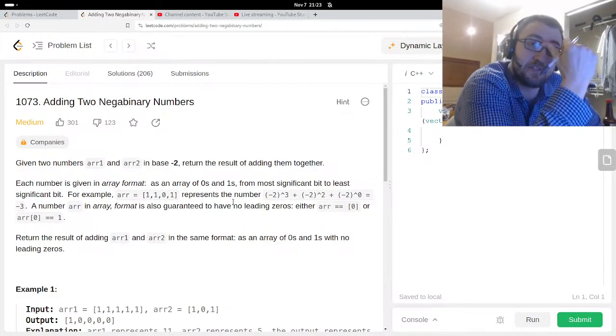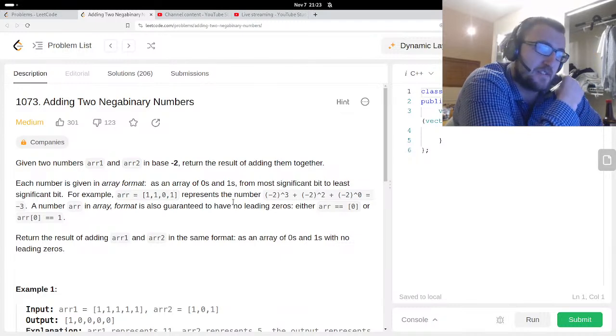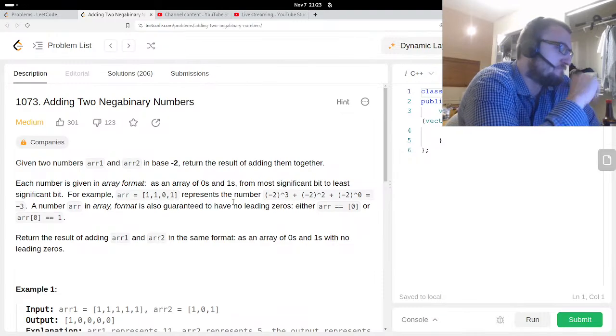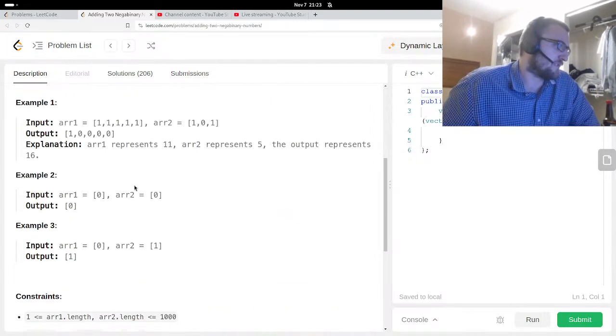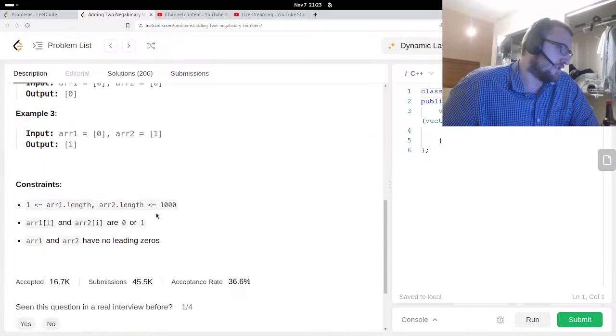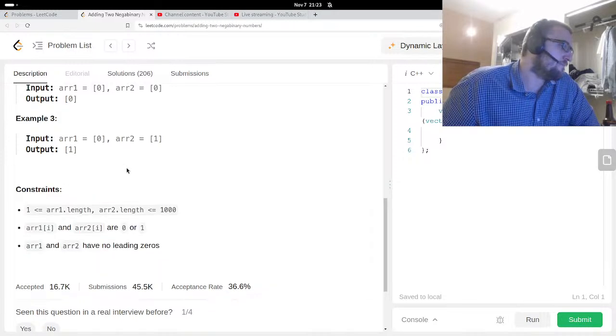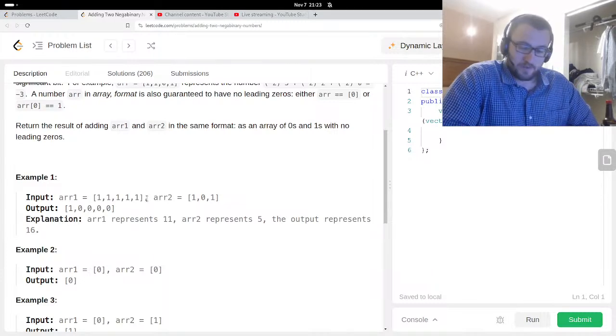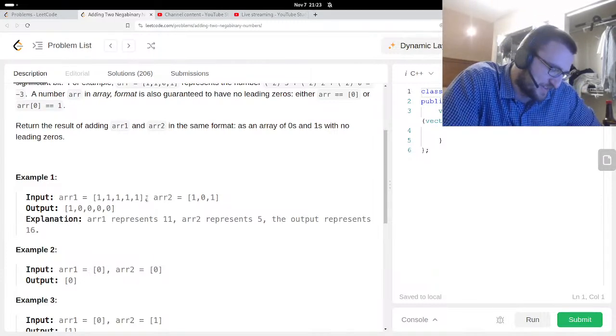Right, so maybe I should just use the Negabinary. Maybe I should just convert them both to... Well, these are gigantic numbers if I convert them to base 2. Oh boy. Convert them both to base 2, add them together, and then convert them back to base -2. Where do I even begin with that?